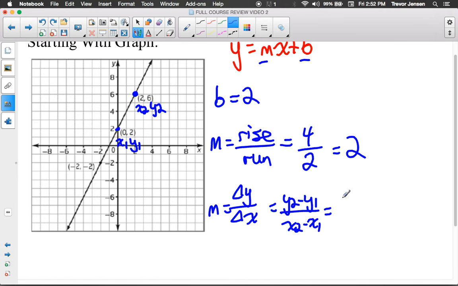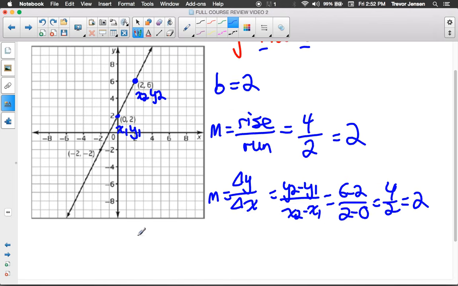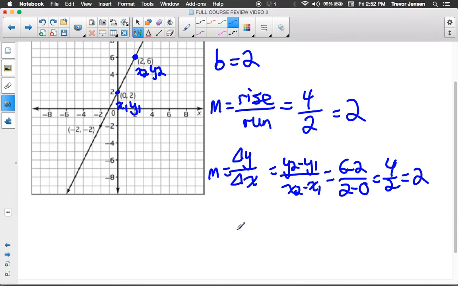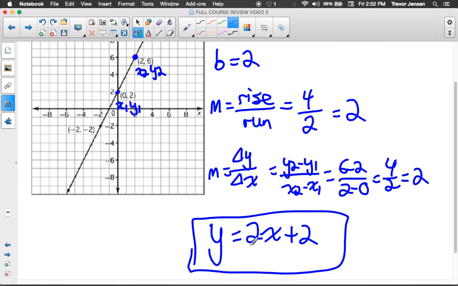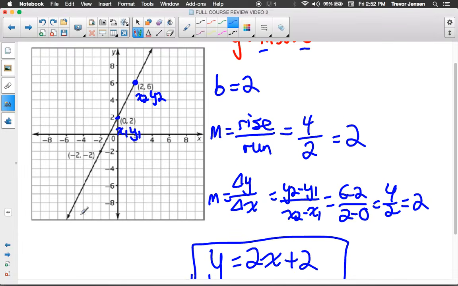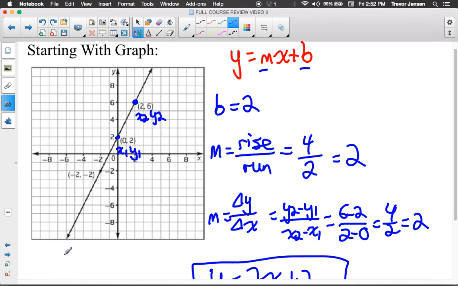Plug into our equation. We get 6 minus 2 over 2 minus 0. Sorry, 6 minus 2 over 2 minus 0. That gives us 4 over 2, which is 2. So either way, you get the answer of 2 for m. Plug into your equation y equals mx plus b, and we get y equals 2x plus 2. This equation shows the relation between x and y for this graph.